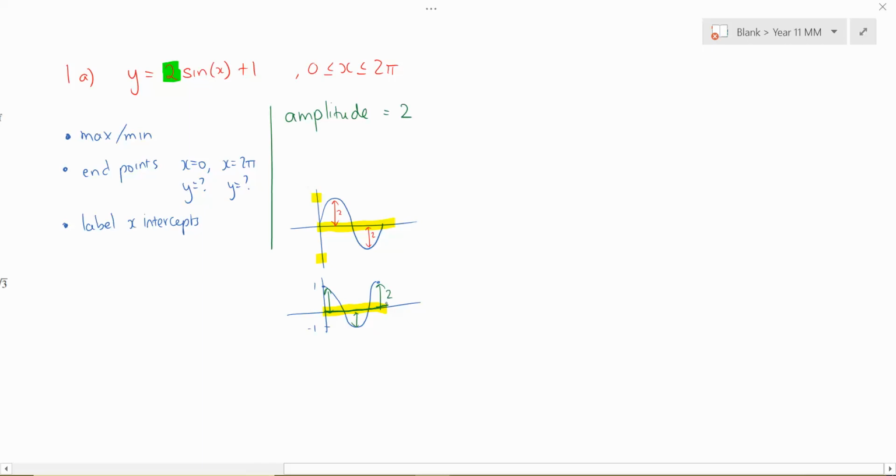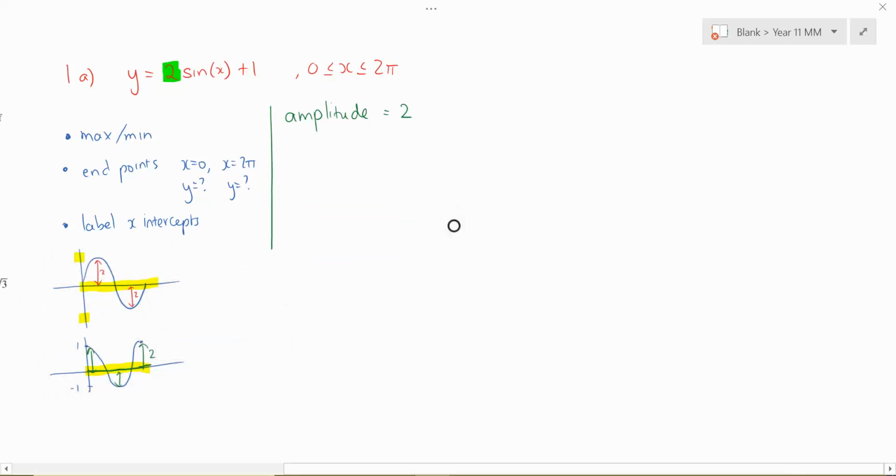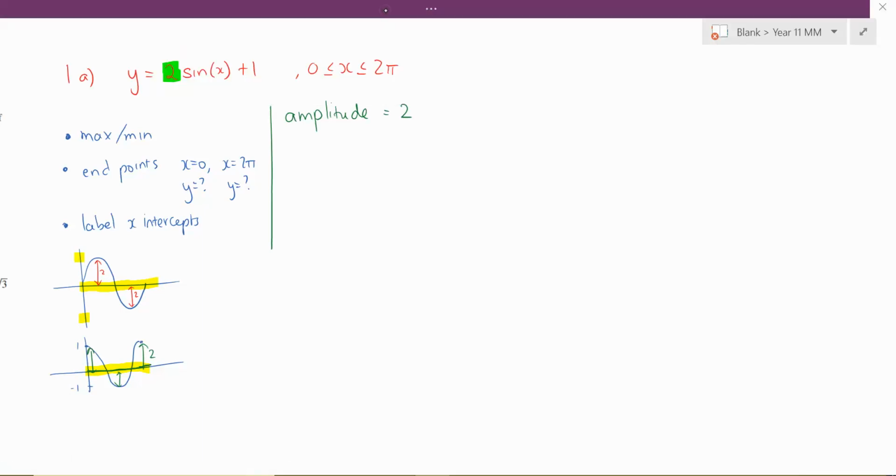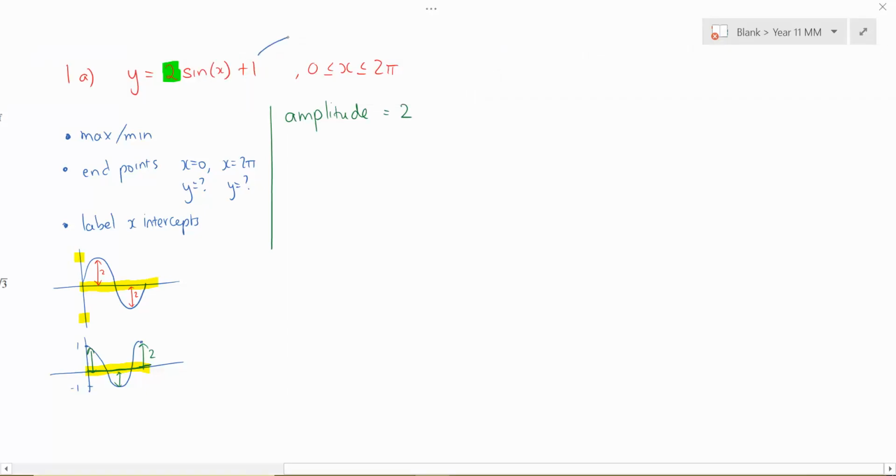Okay, and I'm going to move this graph to the side so we can focus on what we need. So here we go. We got amplitude equals 2. Let's read what we have over here. We have the +1, which hopefully from chapter 7 other exercises we've done, we know this means up 1.